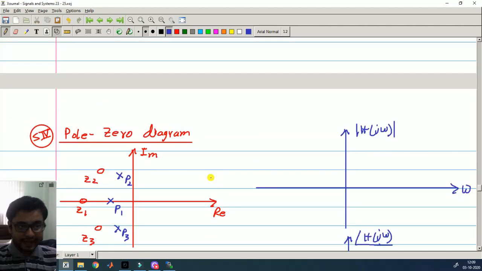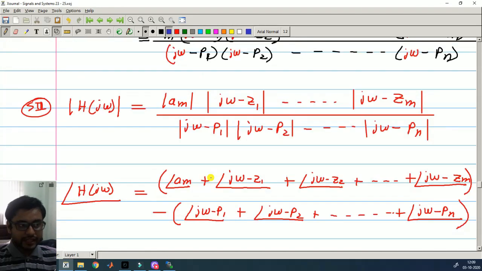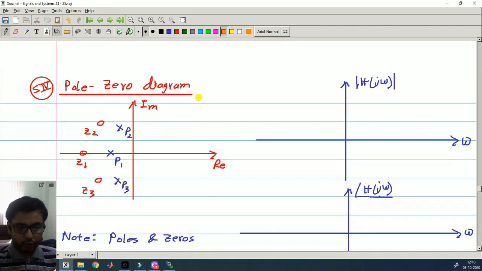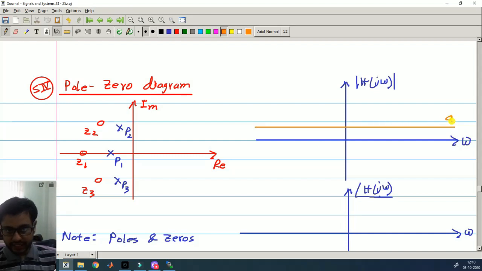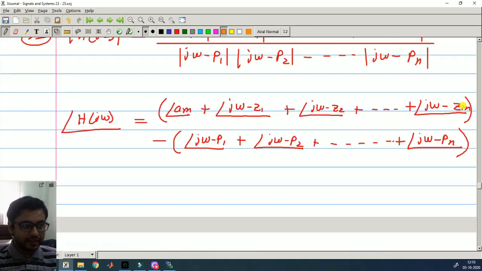Now here is the idea. Let us first consider the magnitude. The magnitude is the product of all these terms, where am is a constant, it does not depend on omega at all, so you may plot mod of am like a constant.